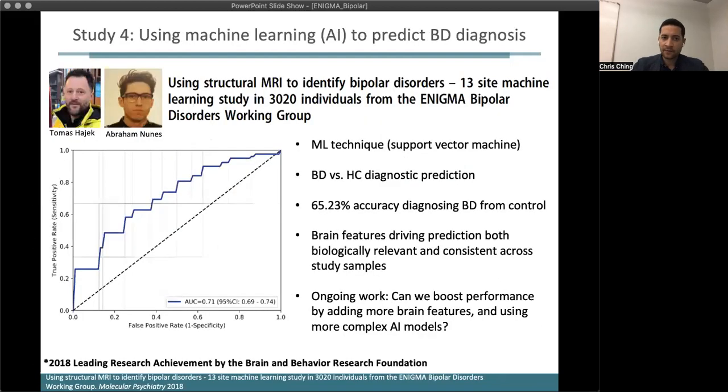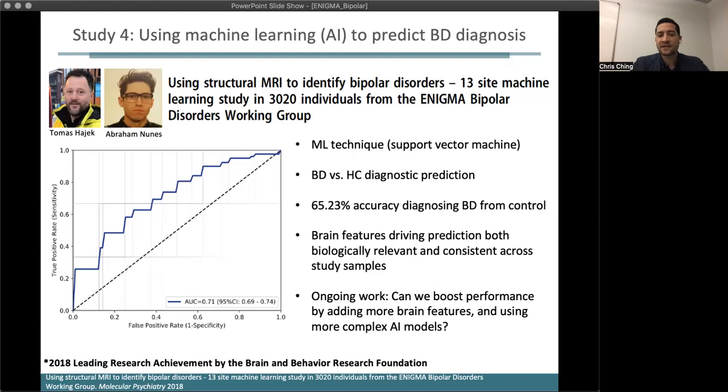Now, in our fourth sort of foundational study, what we asked was whether or not we could use these standardized brain metrics and load them into a machine learning or AI algorithm to perform diagnostic predictions. So whether or not we can use these brain measures to tell whether someone was diagnosed with bipolar disorder or if they were a control participant. And what we found was that we topped out at about 65% accuracy in diagnosing bipolar individuals from those without a diagnosis. And so 50% would be a coin flip, chance, guess.